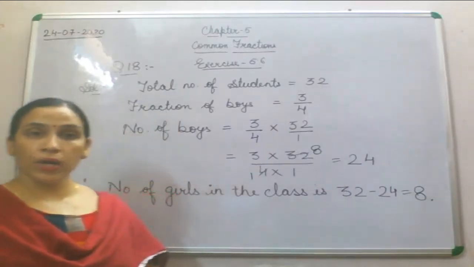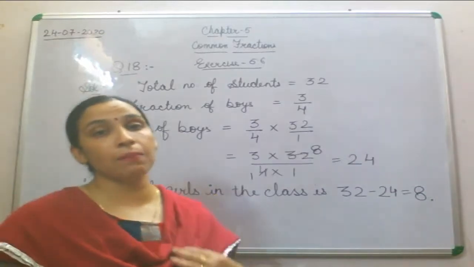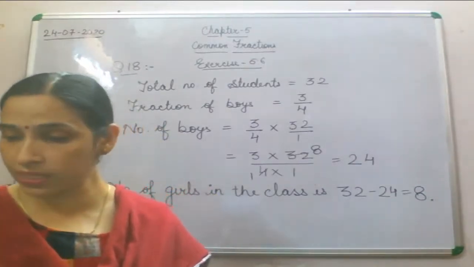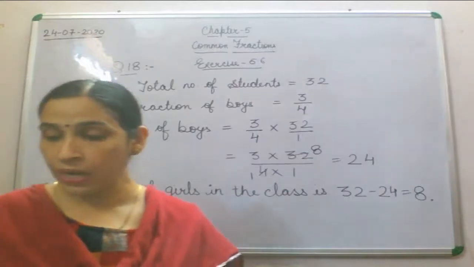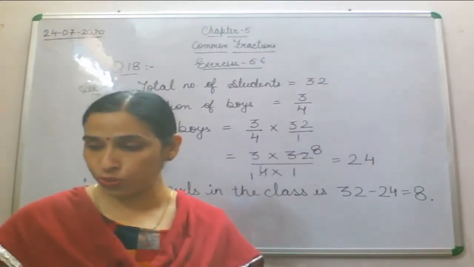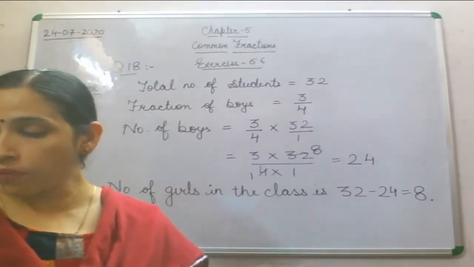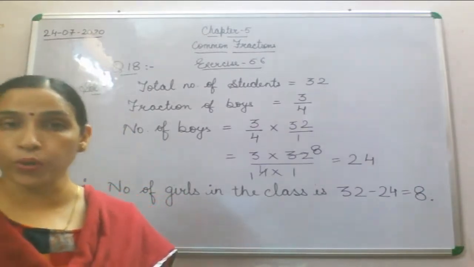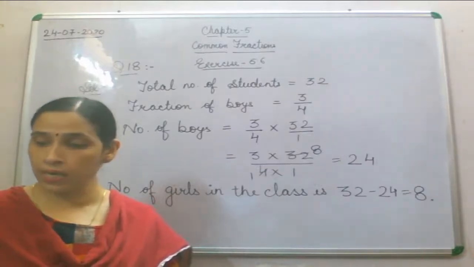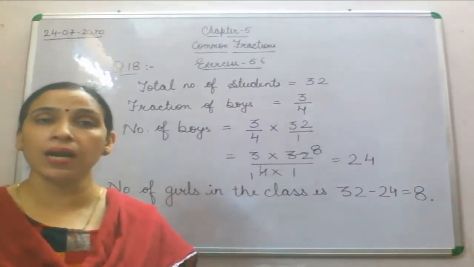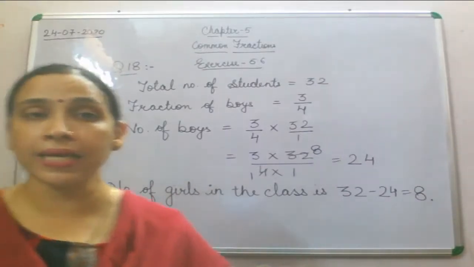Fine. Now I'll read out the question again and I'll make you understand it again. What is given in the question? A class has 32 students. The total number of students is 32. 3/4 of the students are boys. How many are girls?